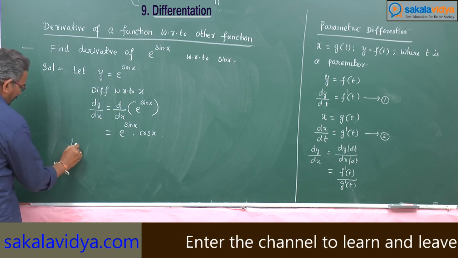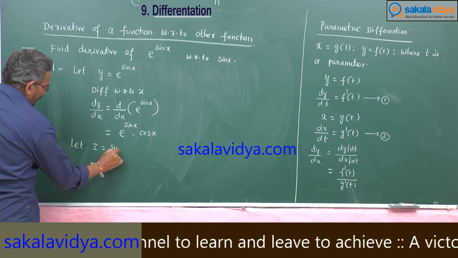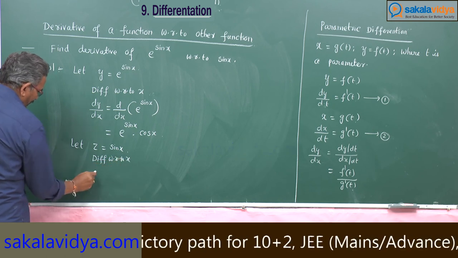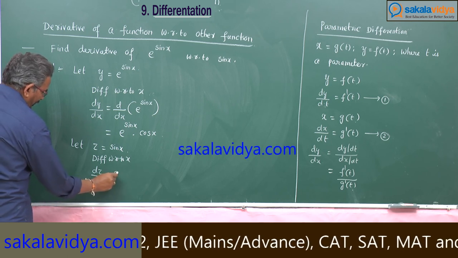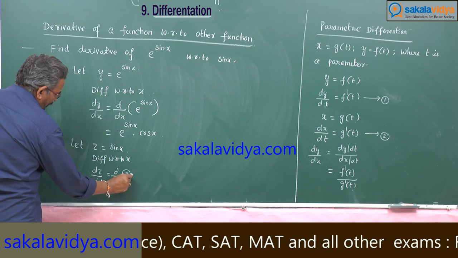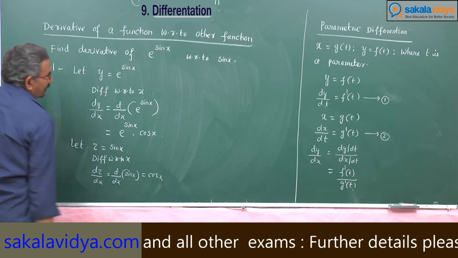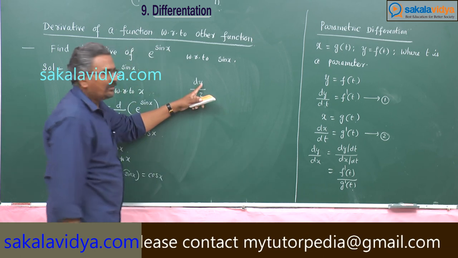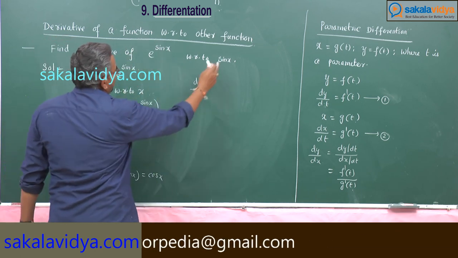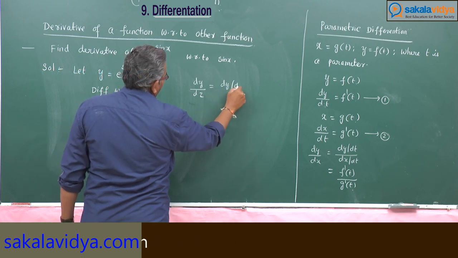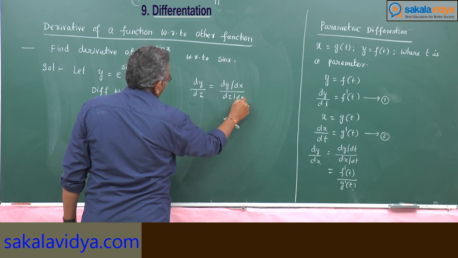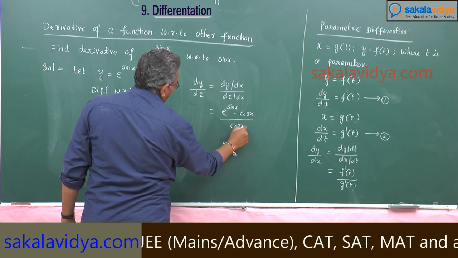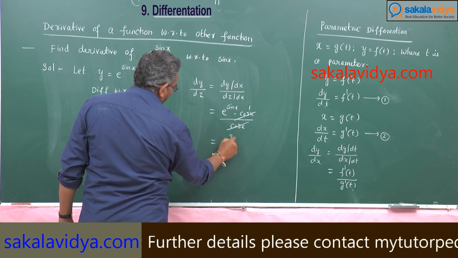Now let z is equal to sin x. Differentiate with respect to x. dz by dx is equal to d by dx of sin x, which is equal to cos x. Now dy by dz we have to find out. That means the derivative of y with respect to z, the derivative of e power sin x with respect to sin x. dy by dx divided by dz by dx, that is e power sin x into cos x by cos x. Cos x cancels, and we have e power sin x.